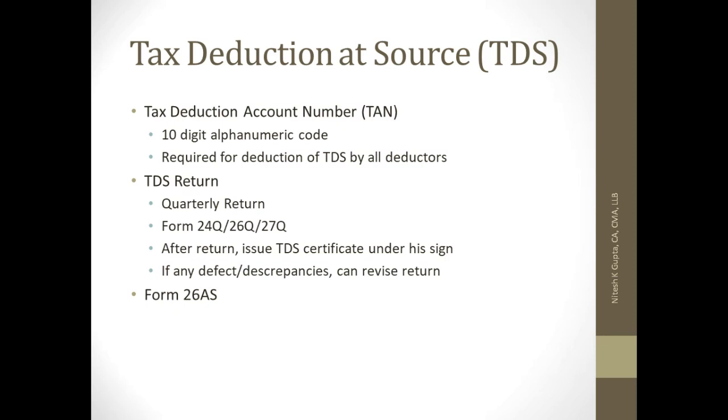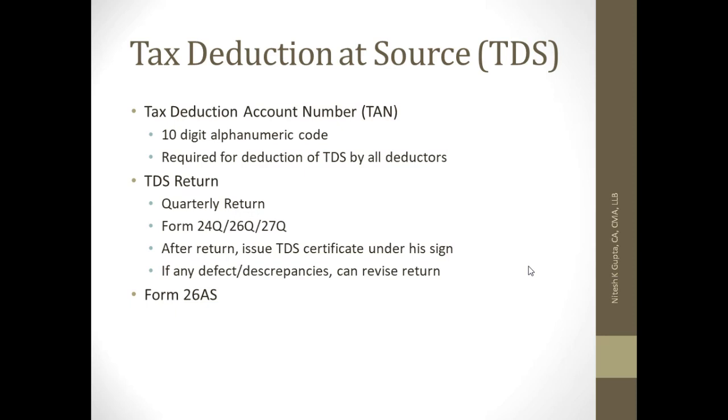Form 26AS. This is very important. So there are two persons now. One is the deductor, another is the deductee. I am the payer, I am paying some money to a professional. I am the deductor, the professional is the deductee. So I will deduct tax of that professional, that deductee, and I will deposit and file the TDS return showing that I have deducted tax of so and so person.